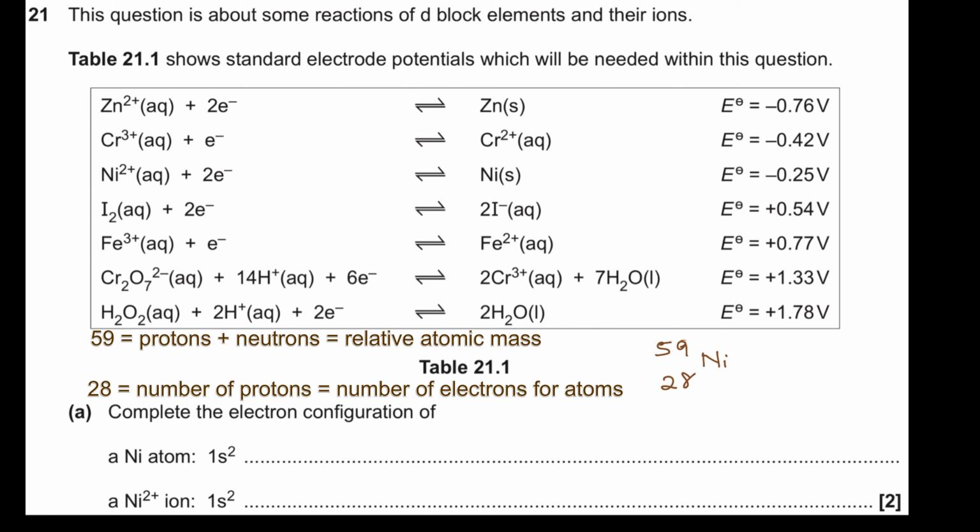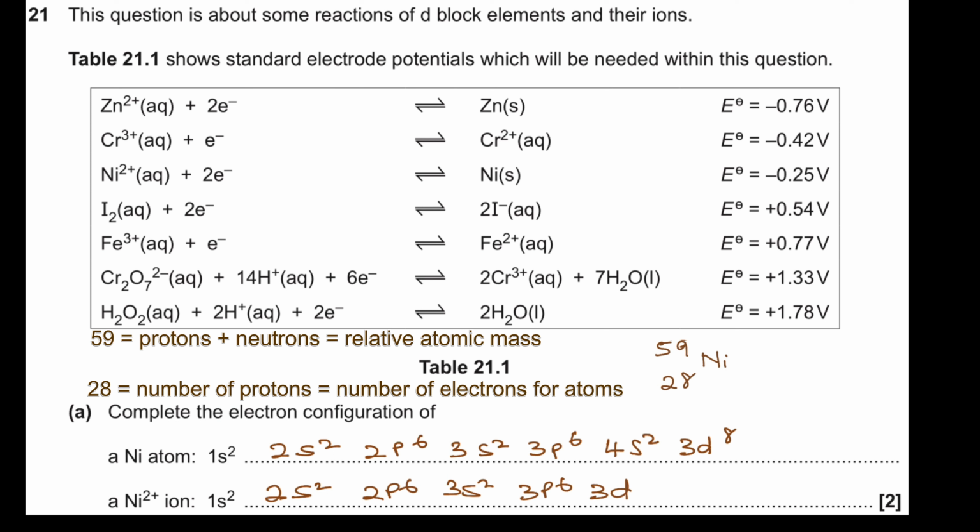So we're writing the electron configuration here. 1s2, 2s2, 2p6, 3s2, 3p6, then 4s2 and 3d8. When it loses 2 electrons, the 2 electrons will be lost from 4s2. The electron configuration will be 1s2, 2s2, 2p6, 3s2, 3p6, 3d8. The 4s is filled before the 3d, and when it's losing, it loses the 4s first before the 3d.